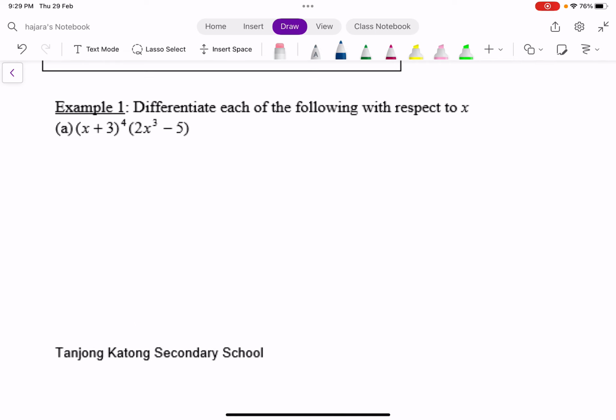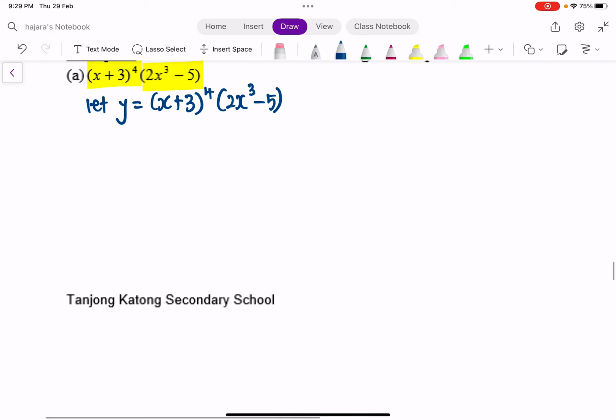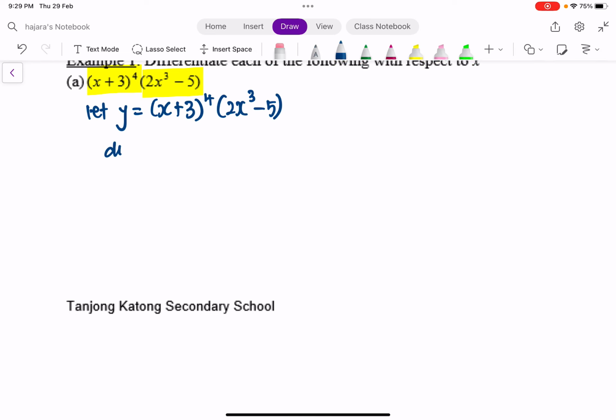So in this question, you can see that it's a product of two functions in x. There's no way for us to expand or simplify this. So in this case, we will need to use product rule. I'm going to let y be this function first so that I can use dy/dx in my presentation. Now, if we don't let y be equals to this, then it will not make sense to write dy/dx because there's no y in the question. So, I'm going to call this the first function and this the second function.